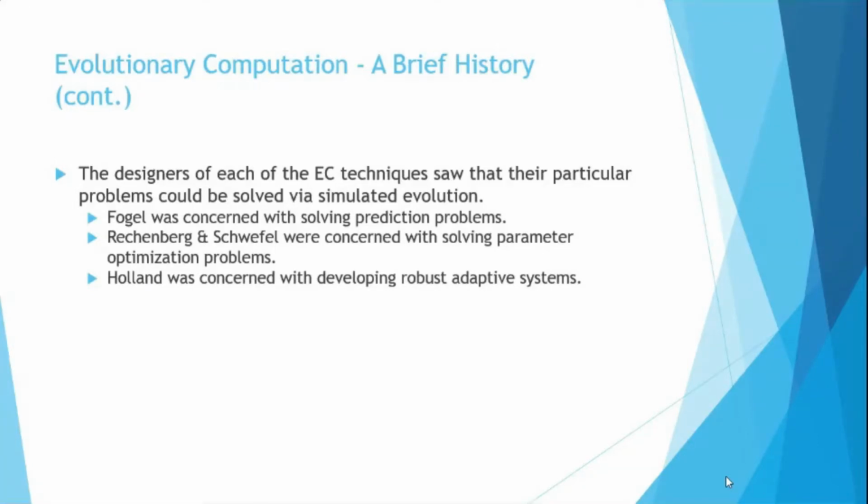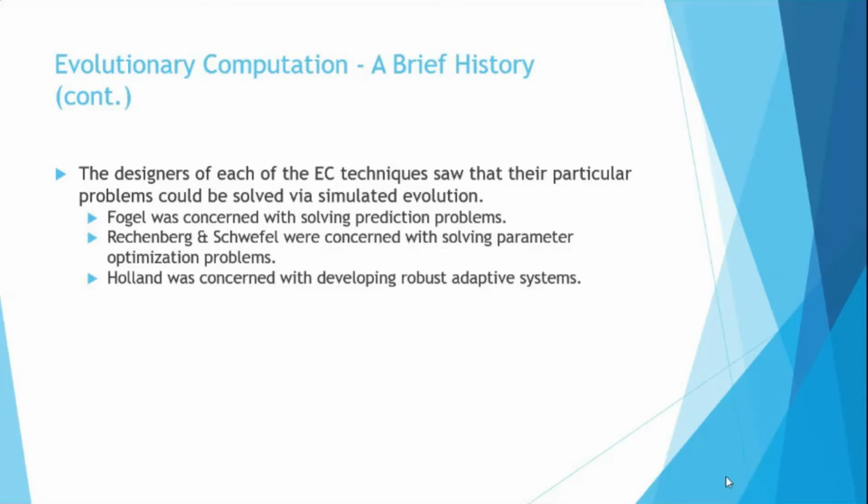As an example, Vogel was concerned with solving prediction problems, that is, predicting or forecasting something. Rechenberg and Schwefel were concerned with solving parameter optimization problems. As I said earlier, these methods are mainly used for optimization. But Holland was concerned with developing robust adaptive systems. That is, any problem can be solved using this particular method. That was the concept of Holland. So Holland is the one who introduced the genetic algorithm.